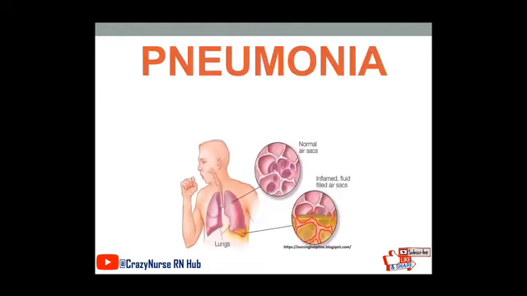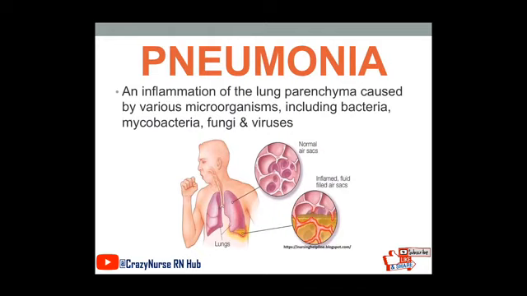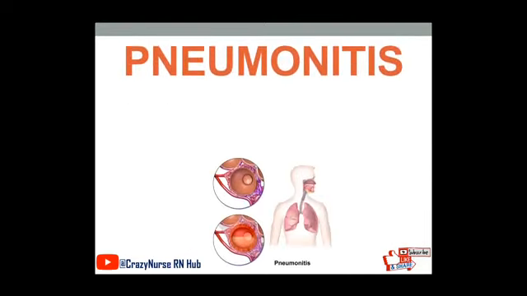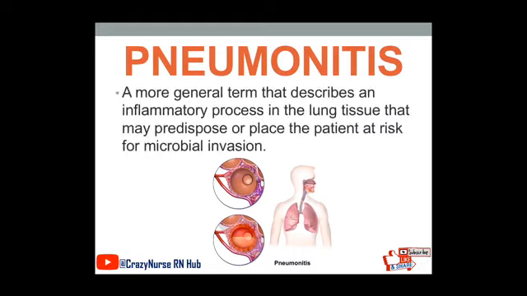Now let's proceed to pneumonia. It is an inflammation of the lung parenchyma caused by various microorganisms, including bacteria, mycobacteria, fungi, and viruses. We also have here a term called pneumonitis. It is a more general term that describes an inflammatory process in the lung tissue that may predispose or place the patient at risk for microbial invasion.